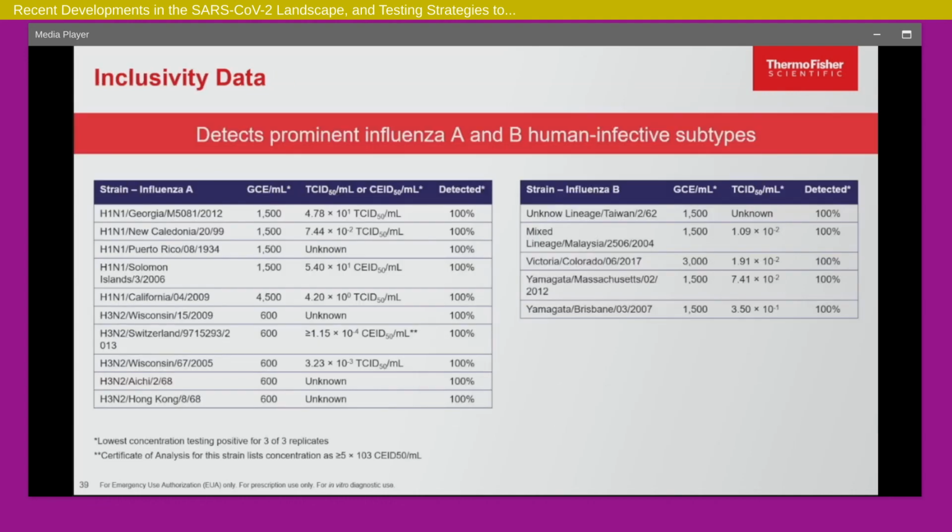And this is the inclusivity data that tells you all the strains that it can detect. So it certainly has the H1N1 in here, the H3N2, and a little bit else. You can see also the influenza B strains are covered by this assay. So it takes care of all the different strains. And this is the LOD for all of those.